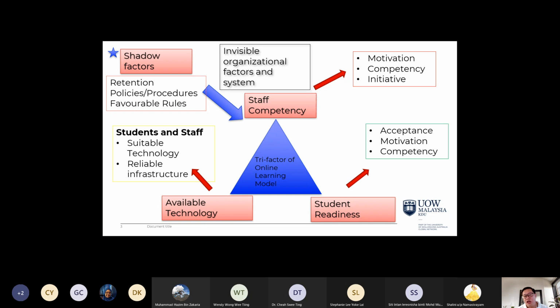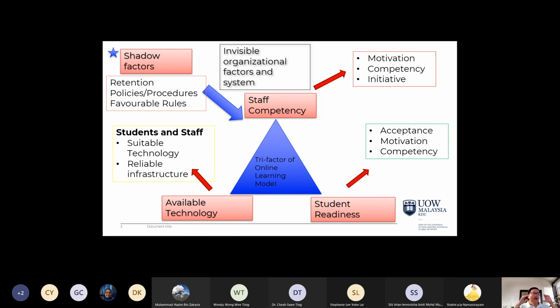three key areas under a big umbrella of the shadow factors that impact how students learn, how we teach, and what makes it effective for students to learn. So the first thing I would like to emphasize is staff competency. Staff competency is very important. Whether the staff, you and me, the word competent here doesn't have anything to do with qualifications. A person can be very highly qualified, but not competent in their work.